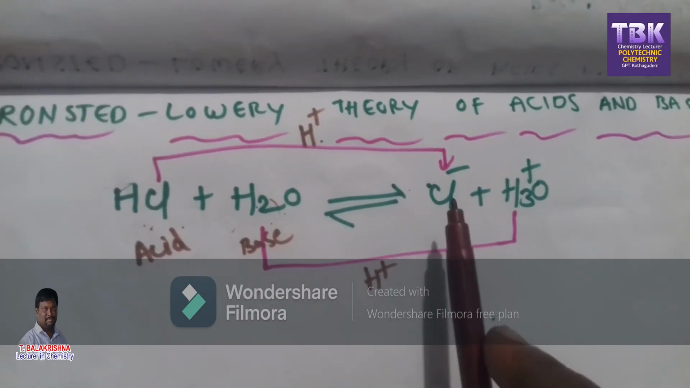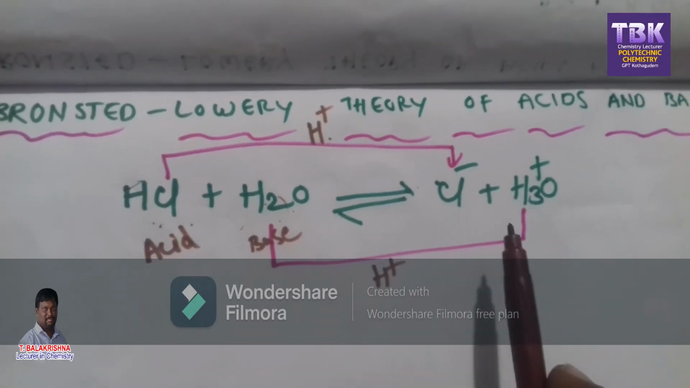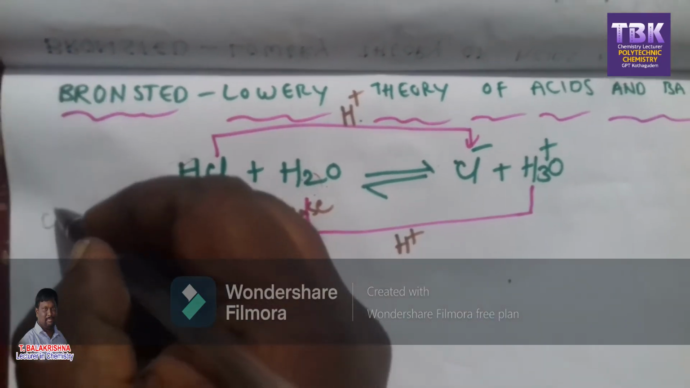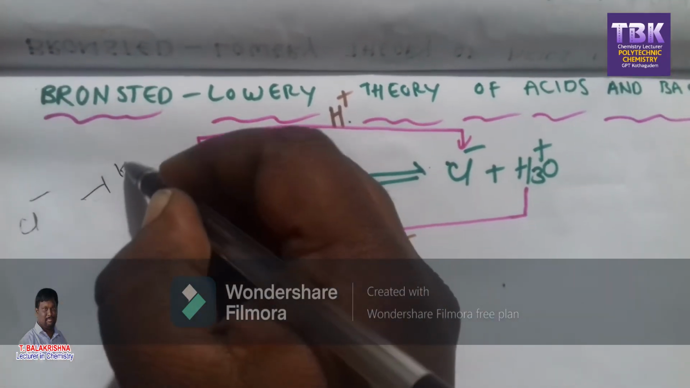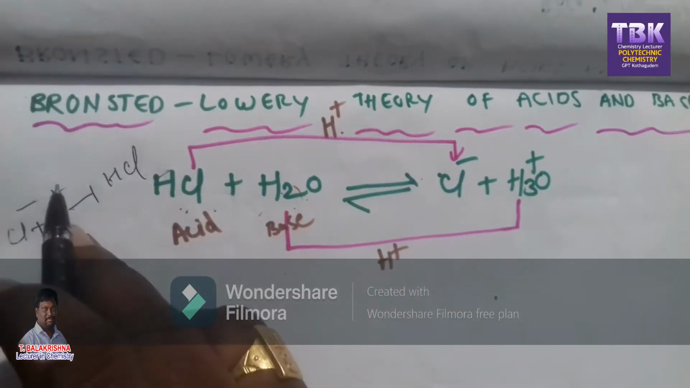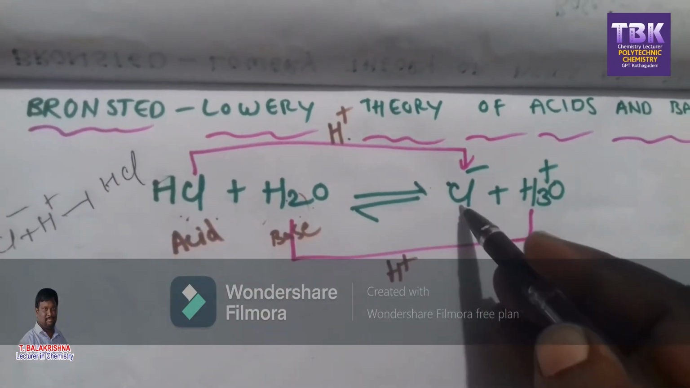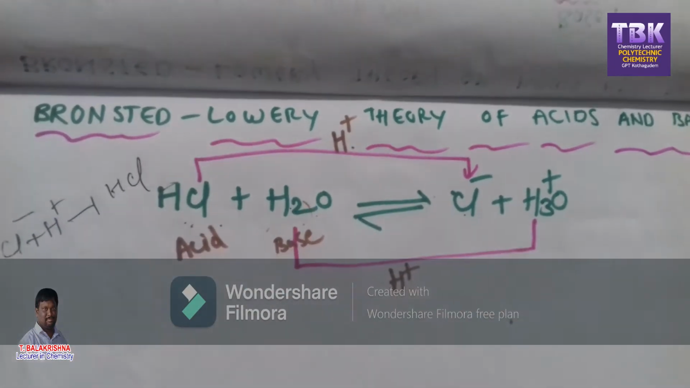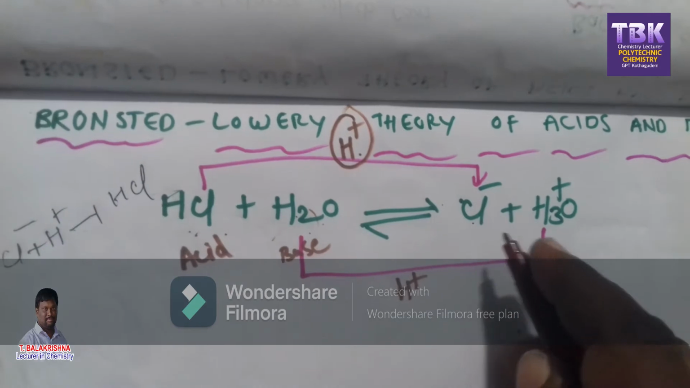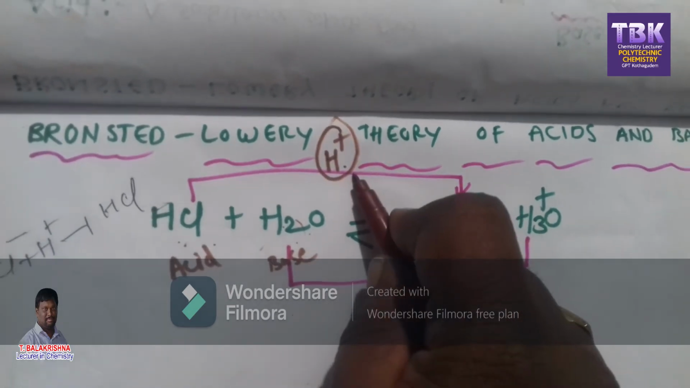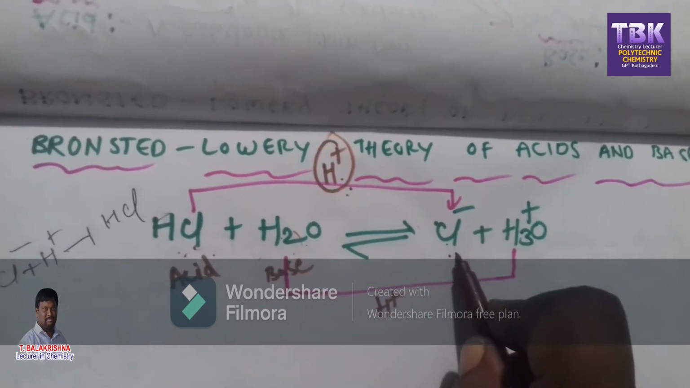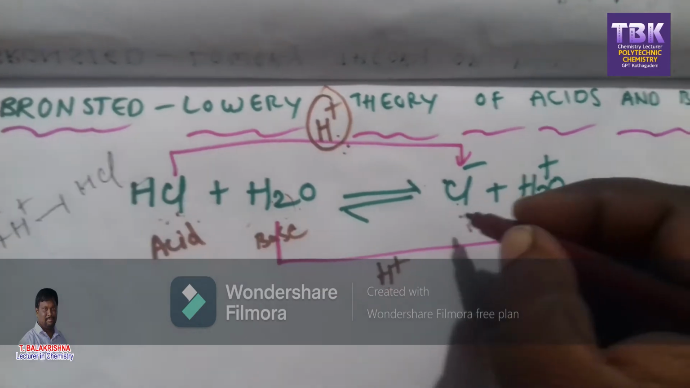When you observe this equation, here Cl minus is converted to HCl. That means Cl minus gains the H plus ion, and both combine to produce HCl. H plus ion is also called a proton, according to this theory. Here Cl minus accepts the proton and is converted into HCl. Which substance accepts the proton from another substance? That substance is called a base.